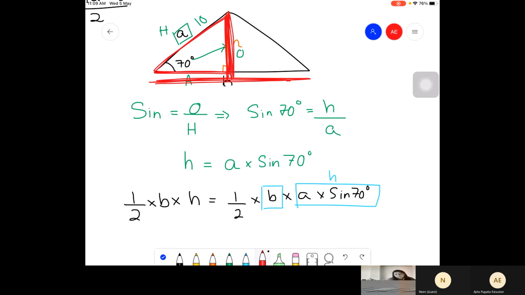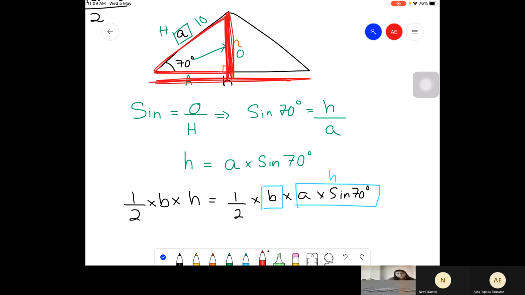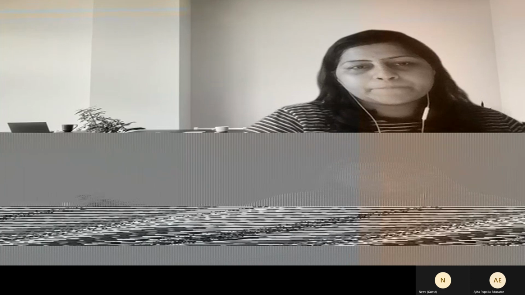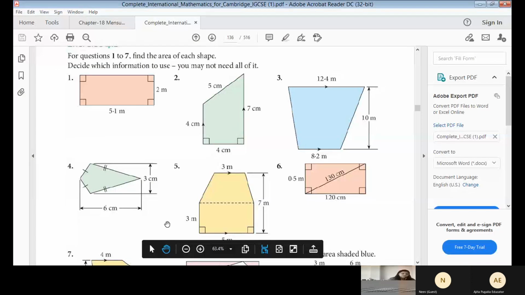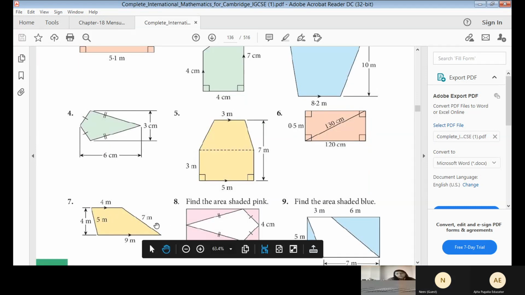For this, I'll give you a few practice questions as well, but not today. Wait, I'll share a few questions. Start doing those in your notebook for mensuration, and then we'll figure out a few questions based on this. Can you see the questions? Question number 1 to 9.